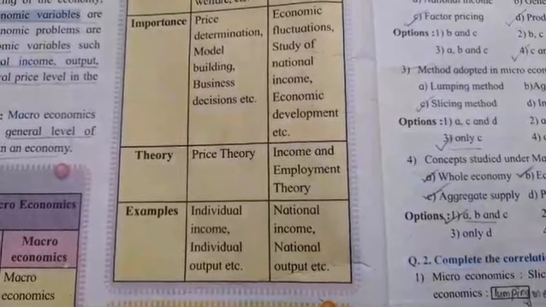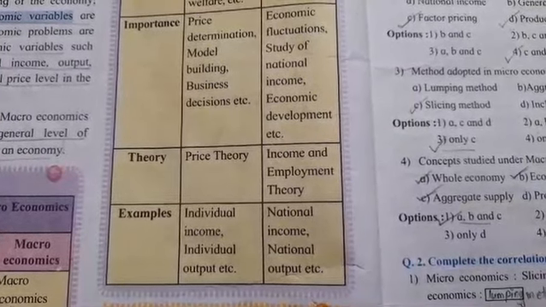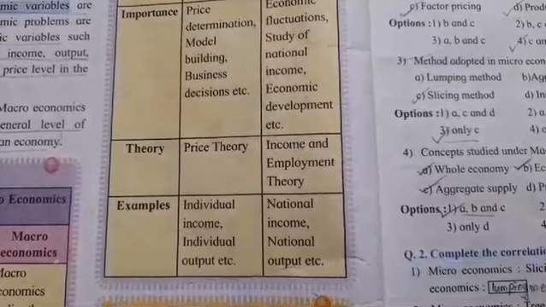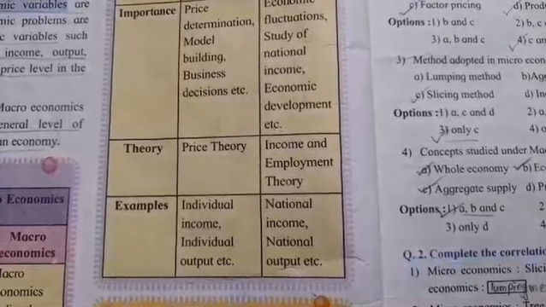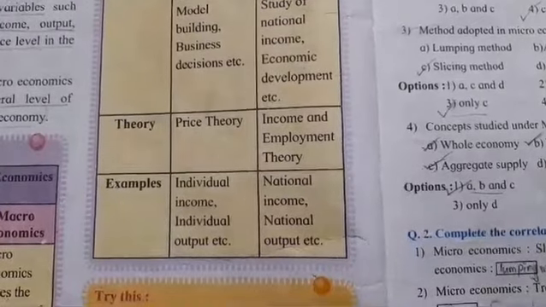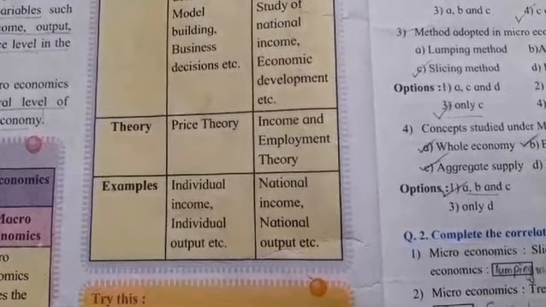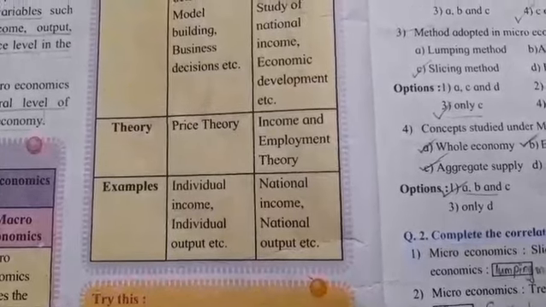Importance: price determination, model building, business decisions, etc. Economic fluctuation, study of national income, economic development, etc. Theory: price theory, income and employment theory. Examples: individual income, individual output, etc. National income, national output, etc.